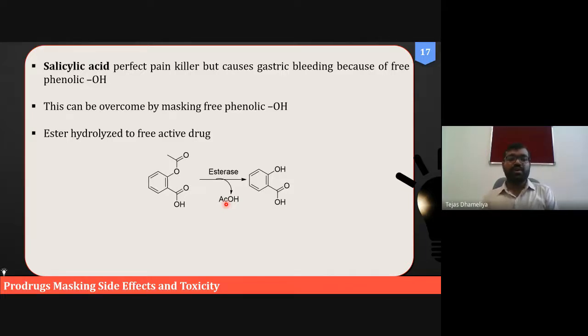Okay, so this can be overcome if we try to mask this phenolic OH, then one can easily hydrolyze the prodrug with esterase to release the free drug, and thus it will be more useful for us to make prodrugs. Right, so this is the approach that can be used for making a prodrug to reduce side effects and toxicity. So these are the approaches we have seen to reduce side effects and toxicity, to increase drug activity, and also to increase membrane permeability, using prodrugs.